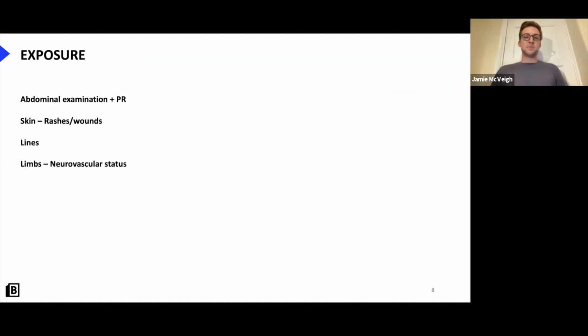And then lastly, exposure. So you just, to sort of complete the whole systematic approach. If they are a surgical patient, have a look at their abdomen, have a feel. Does it feel soft? Does it feel peritonitic? Do a PR if you think it's indicated. Have a good look at the skin. Are there any wounds that are present that might look infected? Could be a cause of sepsis.